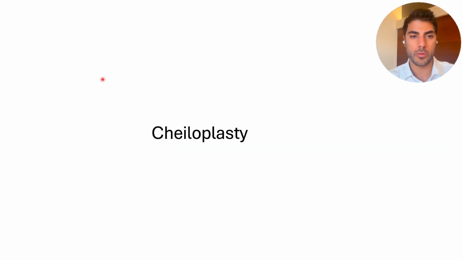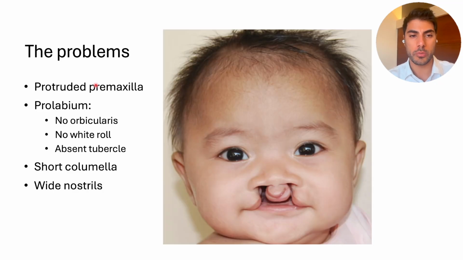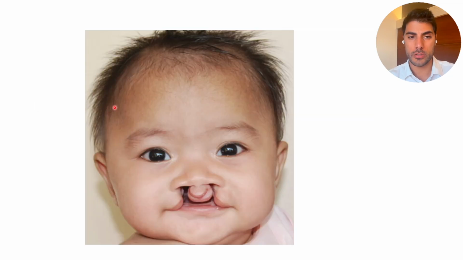Now let's move to the cheiloplasty. So we corrected the protruded premaxilla. This is no longer a problem. The rest of the problems are that we have no orbicularis muscle. Because we do not have an orbicularis muscle, we also do not have a white roll and we do not have a tubercle. We have a very short columella and very wide nostrils.